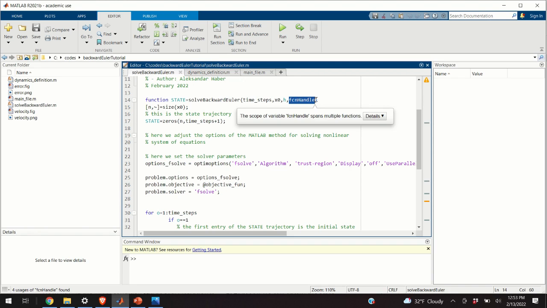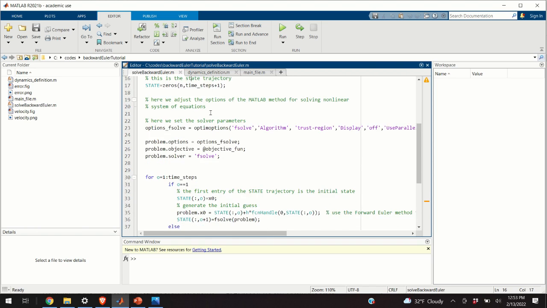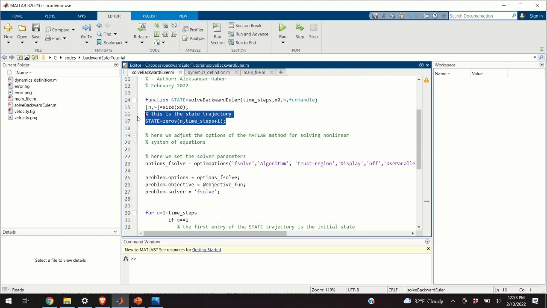If you have several functions that you would like to call with a single code, it's always good to parameterize the name of the function. So you can use this code for calling, let's say, a function for discretizing an inverted pendulum or a double inverted pendulum or any other dynamical system. So then what do I define? I define a state trajectory, an empty state trajectory.